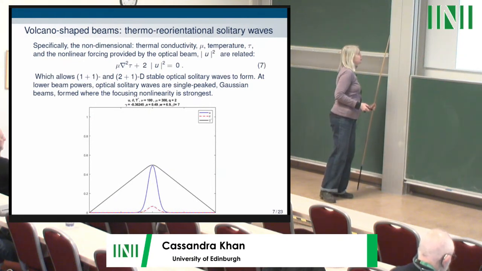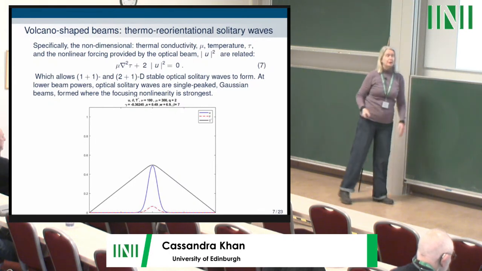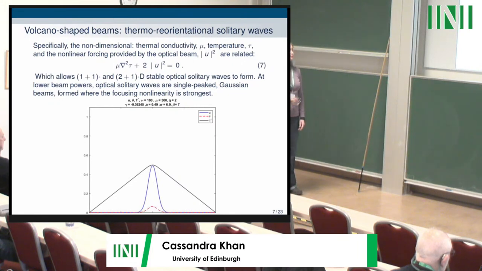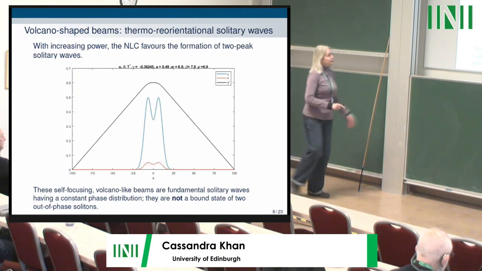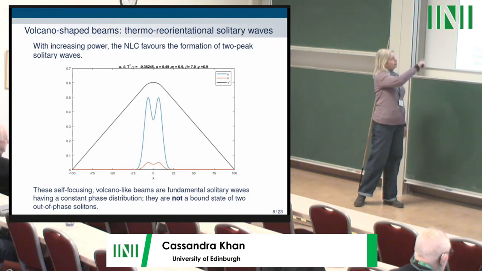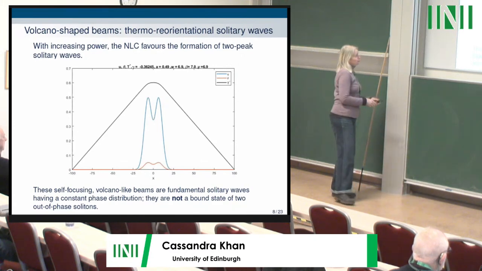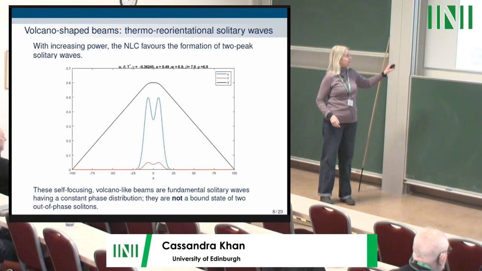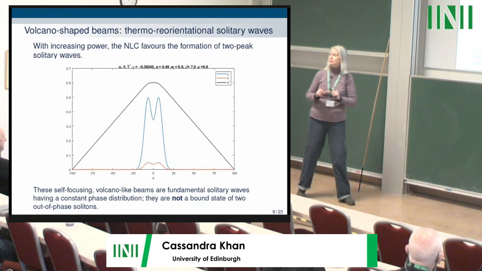So the black is the temperature envelope, the blue is the beam intensity, and this little red bit is the director. Low powers, we get a Gaussian, we turn the power up a bit, and we get a volcano. Volcano in the director, that again, that reddish profile, and a volcano in the beam itself. Again, important point down here at the bottom. These are fundamental solitary waves. They're not a bound state of two out-of-phase solitons, which people could think.